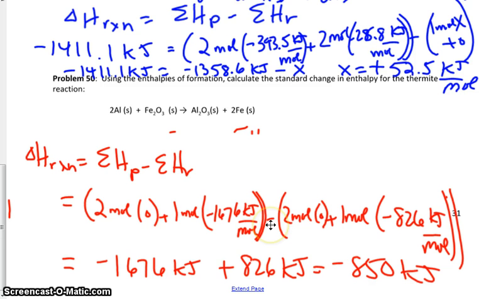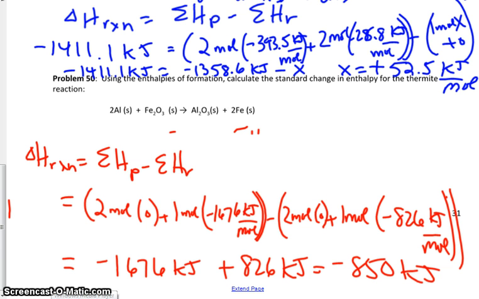And minus, here's the heat of formation of your reactants. The aluminum is 0. Your iron(III) oxide is negative 826. Notice all your moles cancel out. So negative 1676. Why is this a plus 826? Well, a minus times a negative is a positive 826. So you get a total heat of this reaction of negative 850 kilojoules.